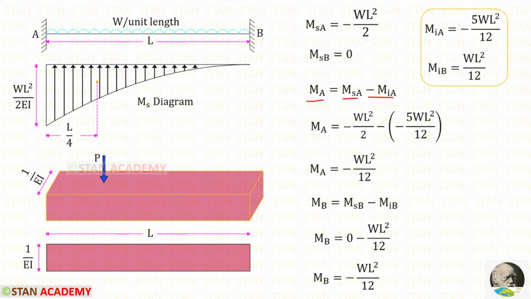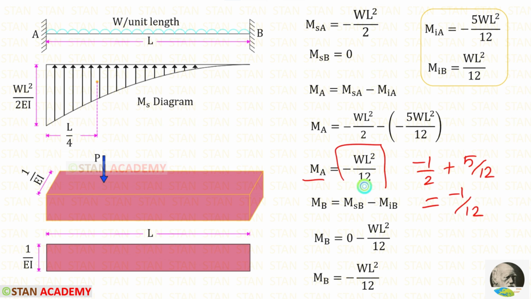We have found MSA and MIA. Let us apply both of them. Negative into negative, it will become positive. Minus 1 by 2 plus 5 upon 12, we will get minus 1 upon 12. So for MA, we will get minus WL square upon 12.